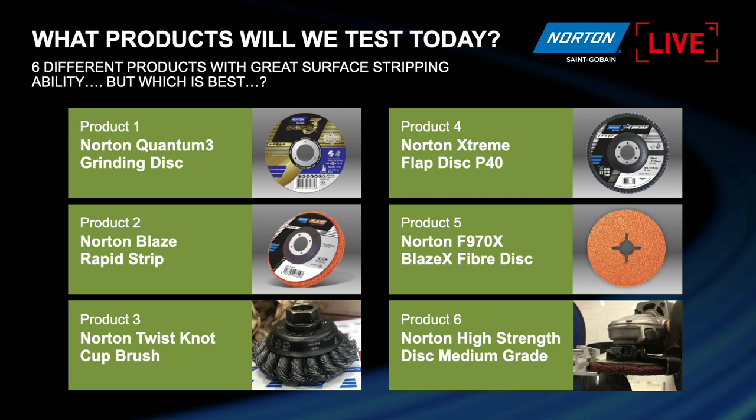Okay, so next slide is full of all the different products we are using today. You can see them, product 1 to 6 here. I've just introduced them to you earlier, and I will talk about them more one by one as we actually do the grinding. I will explain all the features and benefits we have and why or why not this is or is not the product of choice for this application.